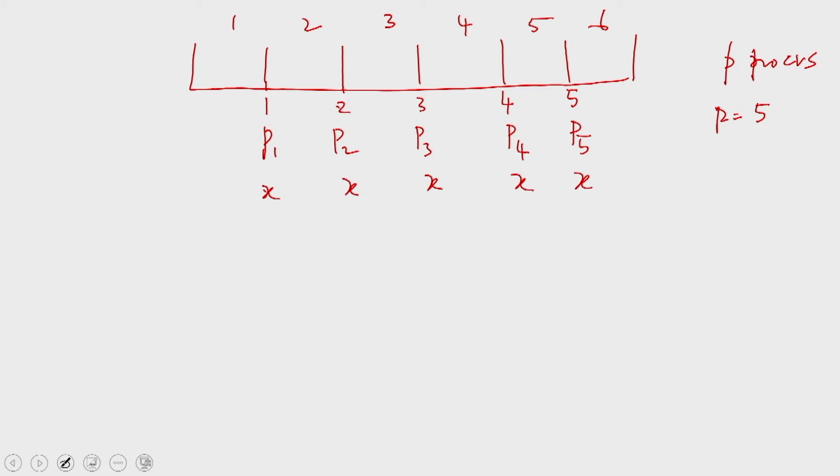Let us say X is found to fall within this segment. That is, X is greater than or equal to the element with which P2 compares it, but less than the element with which P3 compares it. Therefore, we should continue with the search using the segment between 2 and 3, which means the range of search has now reduced from n to n by p plus 1.